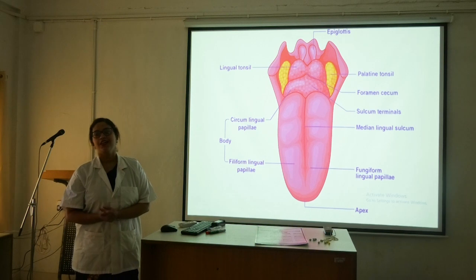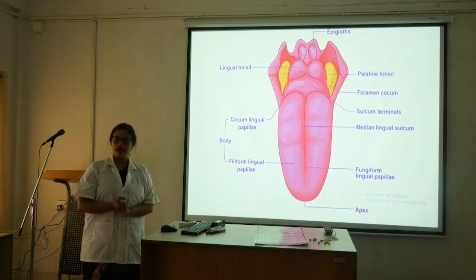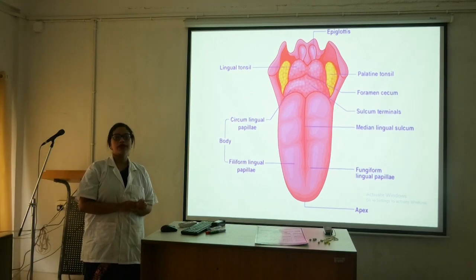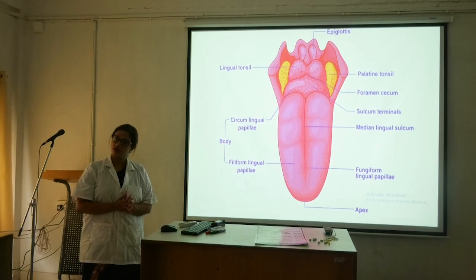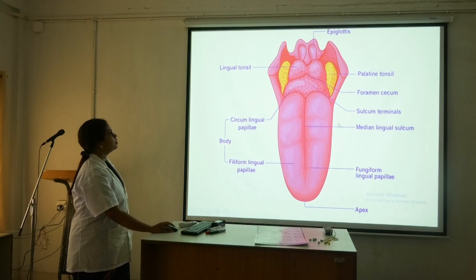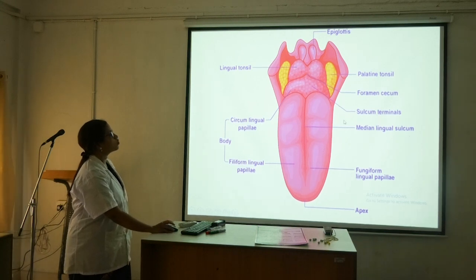Circumvallate papilla. What else? Filiform papilla, fungiform papilla, what is the other one? Foliate papilla. Okay, these are the four types of papilla. So how to identify them? First, let us say the circumvallate papilla.